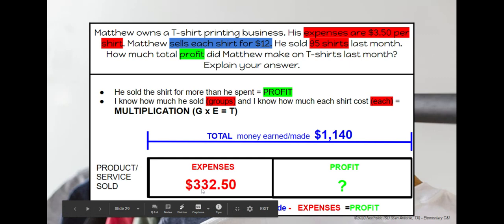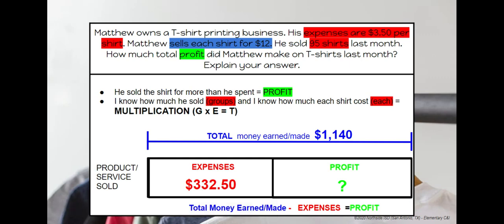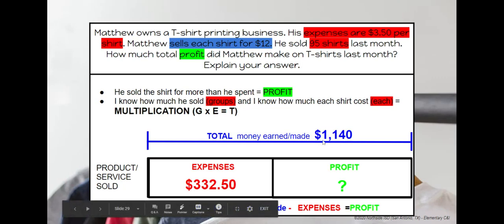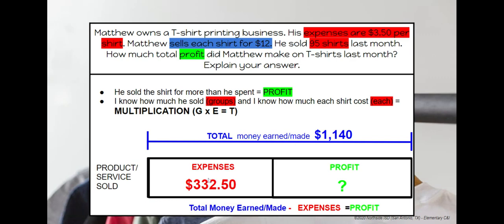But he only spent $332.50 on those same 95 shirts. So he made way more money than he spent on those shirts. Guys, that is called profit. That is how businesses stay in business. They have to sell things for more than they spent on it. Well, guys, there's a simple equation on how to find that profit.